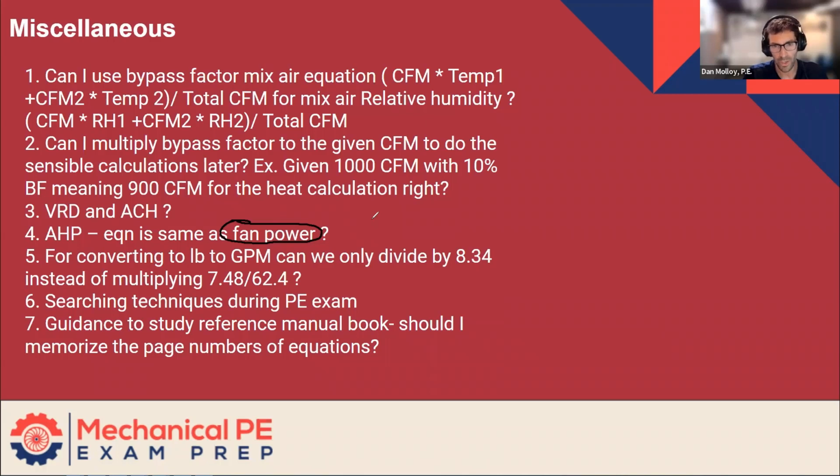But I think experience is the best teacher, and kind of jumping ahead to number 7 here, as far as studying the reference manual and memorizing page numbers, I say absolutely not. I think you should just solve practice problems and learn the search terms that you need to find what you need in the handbook. And over time, you're just going to remember the search terms that take you where you want to go.